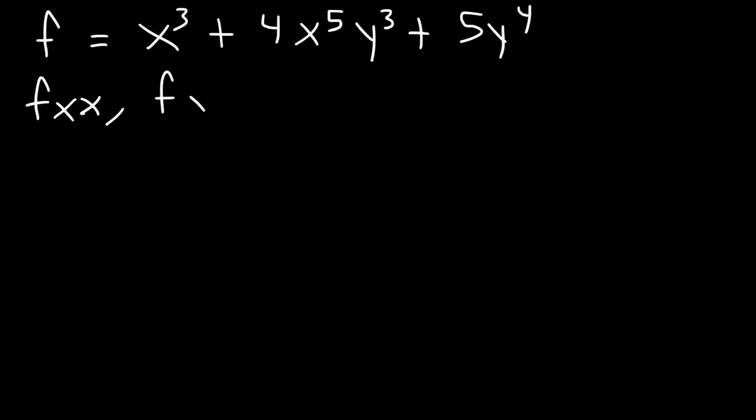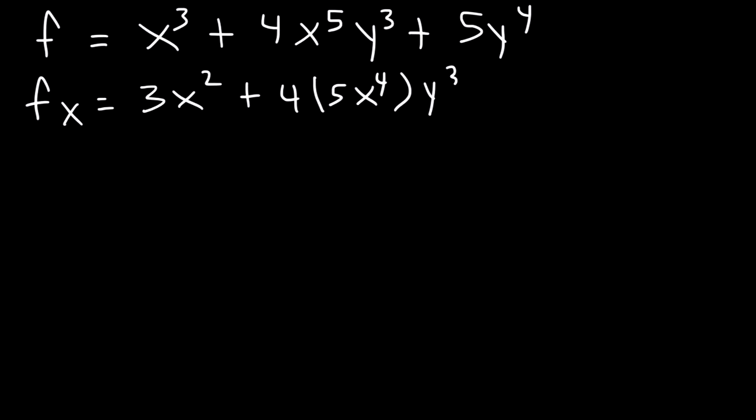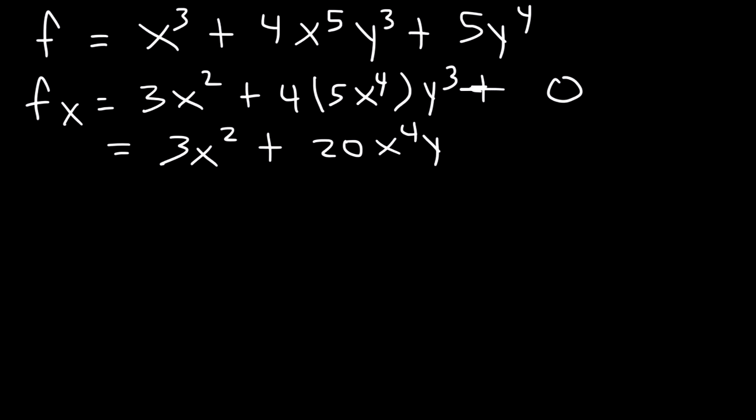So first, let's find fx. Let's find the first partial derivative with respect to x. The derivative of x cubed is 3x squared. And the derivative of x to the fifth is 5x to the fourth times the constant y cubed. And 5y to the fourth is a constant, so that's going to be 0. So that's fx, which we can write as 3x squared plus 20x to the fourth y cubed.